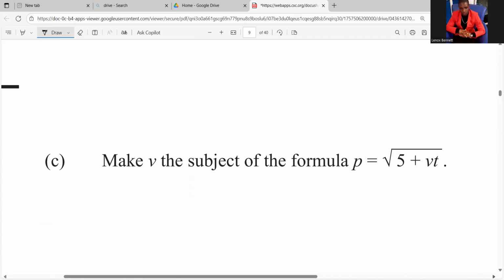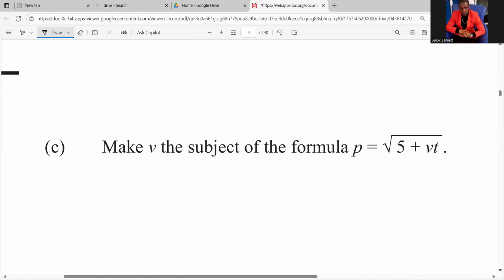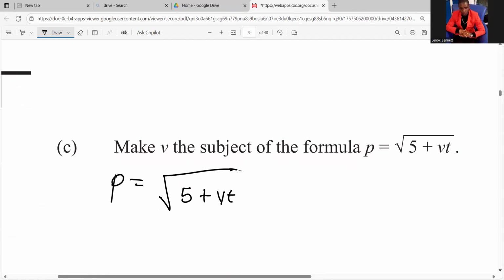We got this one now. It says make V the subject of the formula. Let me just rewrite it. I like to see my pretty handwriting. So P is equal to the square root of 5 plus VT. Remember, they're under the square root.